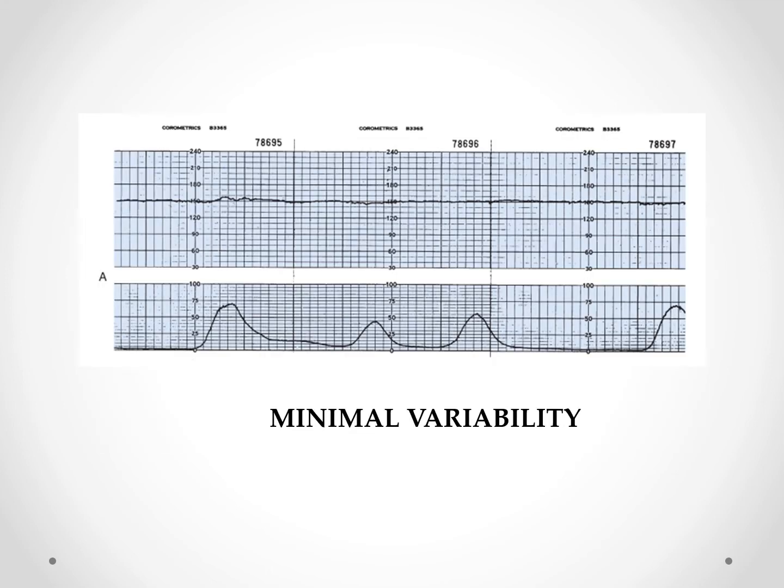This is a strip showing minimal variability. So we have some contractions here on the bottom, but look at the fetal heart across the top. Almost looks like a straight line, almost like a flat line on an EKG monitor. This is a fetus that is experiencing some distress of some kind.